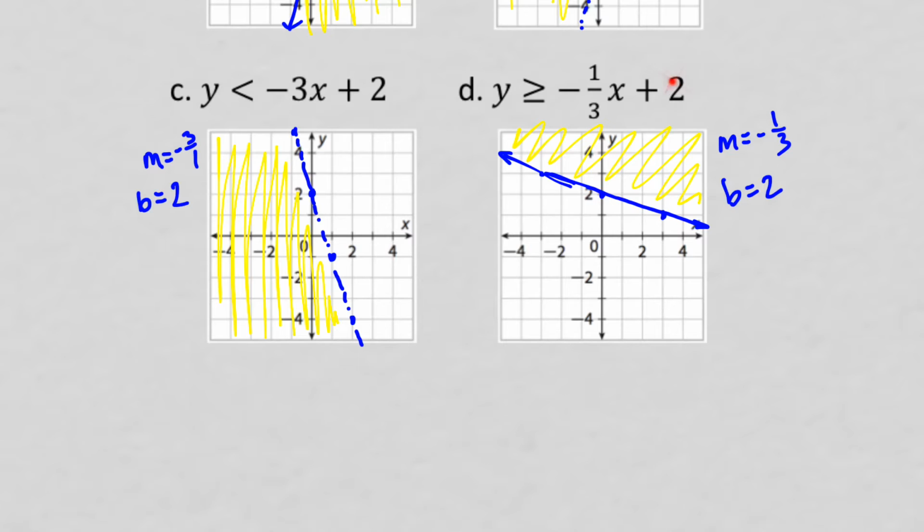In D, the y-intercept is 2, so I started at 2. The slope is negative 1/3, so I went down 1 over 3. It's a solid line because of the equal sign. And it's greater than, so I shaded above.